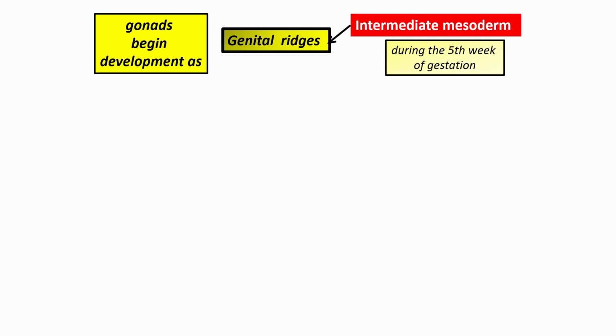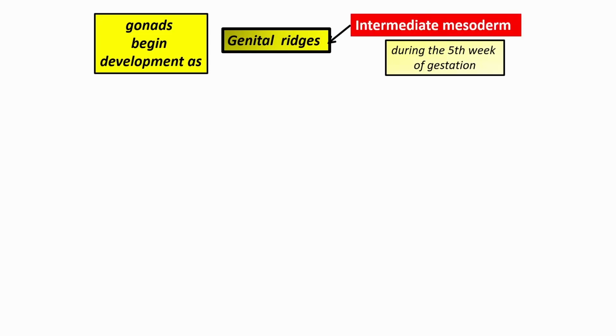Let's check our understanding again. Now, gonads begin development as what? As the genital ridges, one on the left and one on the right. These ridges, they develop during the 5th week of gestation or intrauterine life, and they come from intermediate mesoderm.